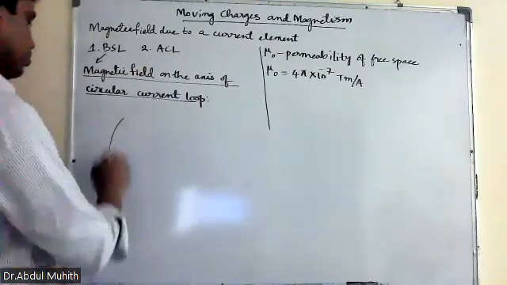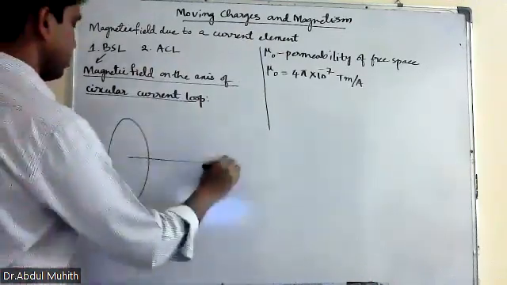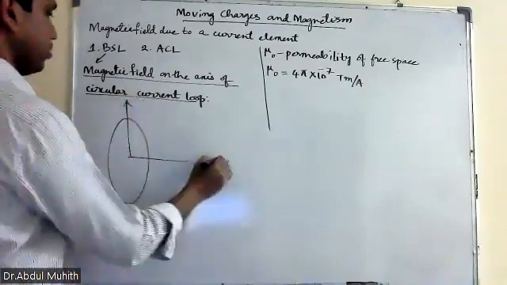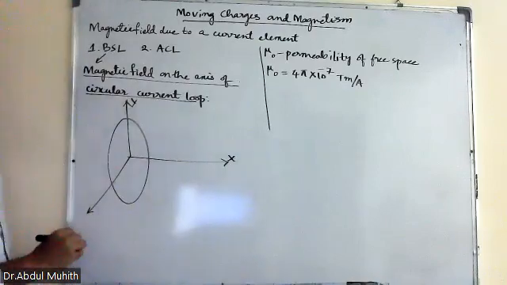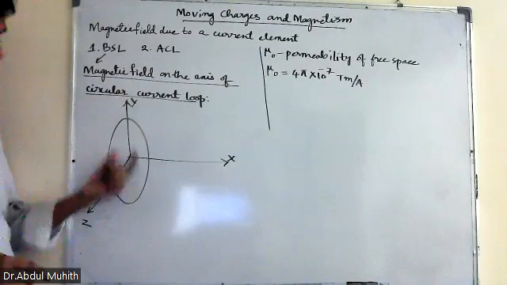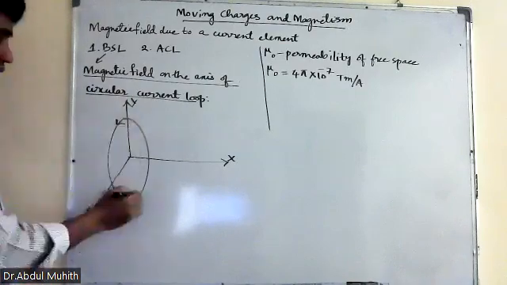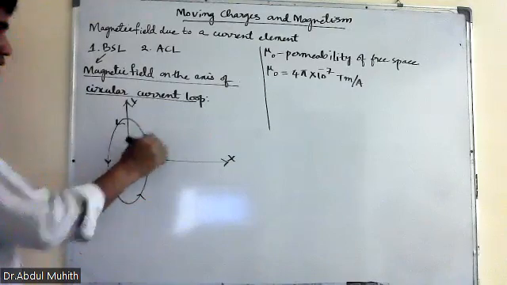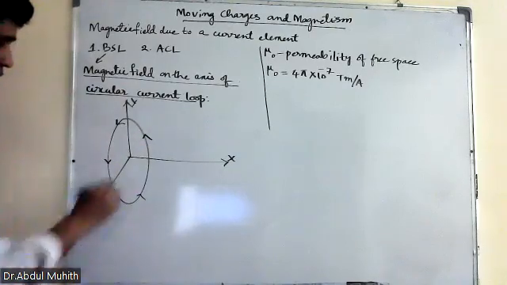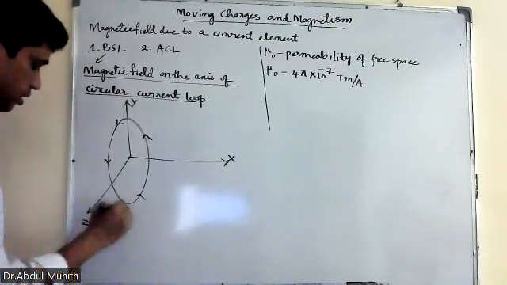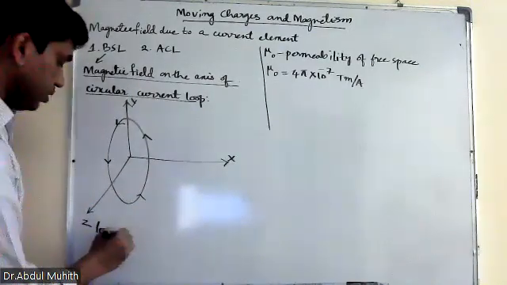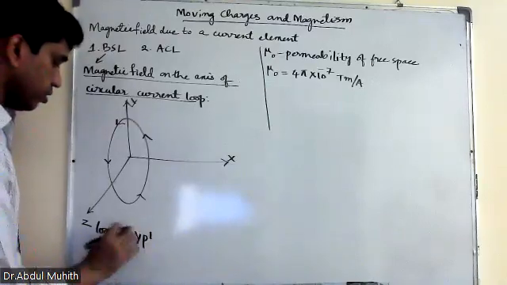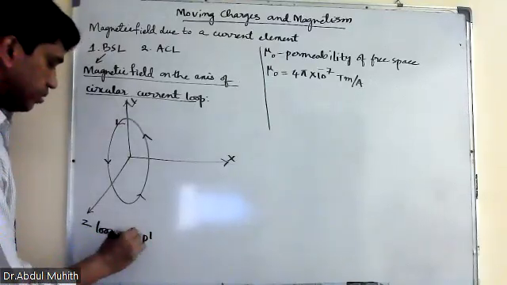So suppose this is the wire, and this is the x-axis, this is the y-axis, and this is the z-axis. So this plane of wire is this current carrying loop. This is the current flowing in the loop, and this current carrying loop is in the YZ plane. This loop means the circular wire, a wire folded in the form of a circle. It is in the YZ plane.